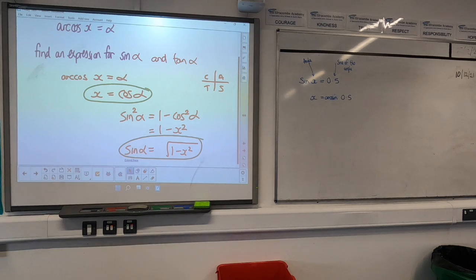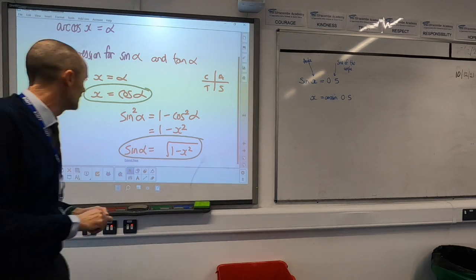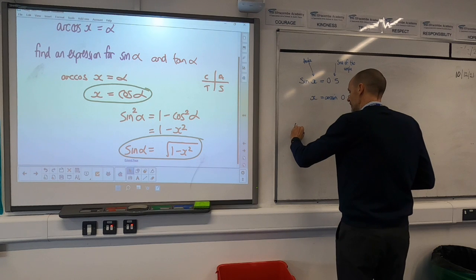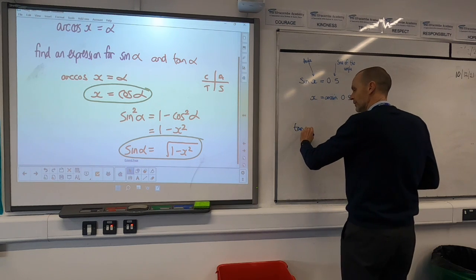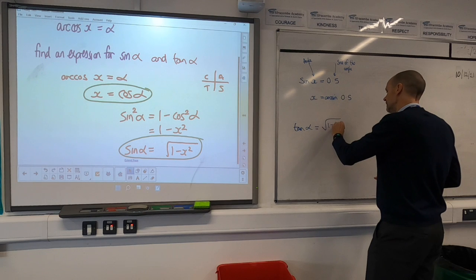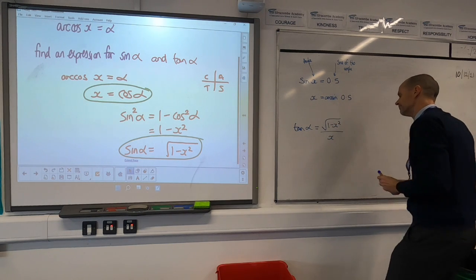I know we did it the other day the other way around, but that's just because we started with the example yesterday with arc sine, not arc cos. So tan alpha is sine alpha over cos.